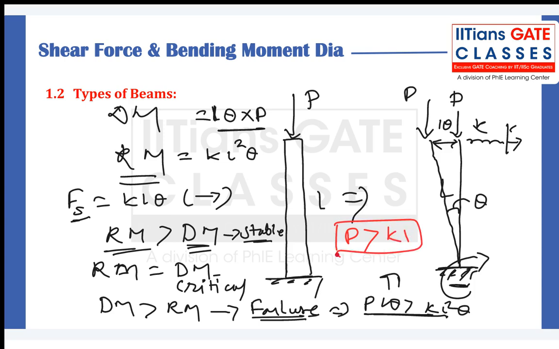What is going to happen? For any small disturbance, that disturbance will increase, right? For any small theta, the theta will keep increasing. Then failure will happen. So that is buckling of column. Now is it clear to everyone what actually buckling of column is?